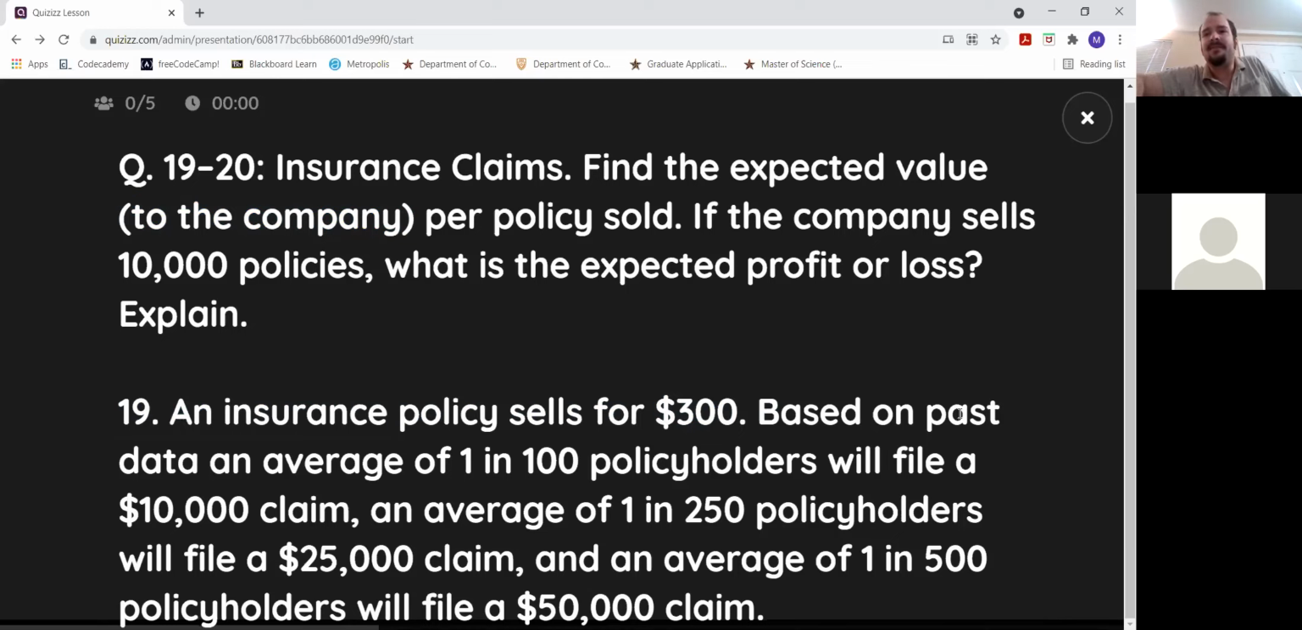So they're selling a policy for $300 based on past data, and now they're going to give us a bunch of probabilities and values. So 1 in 100 policyholders will file a $10,000 claim. 1 in 250 will file a $25,000 claim. And an average of 1 in 500 will file a $50,000 claim.